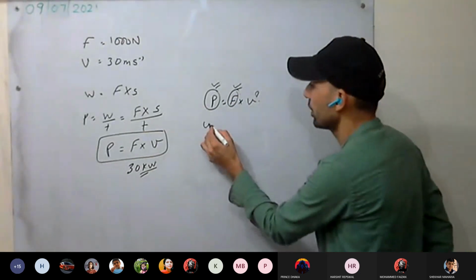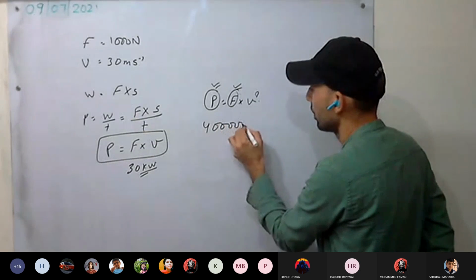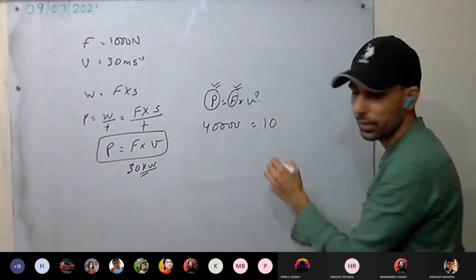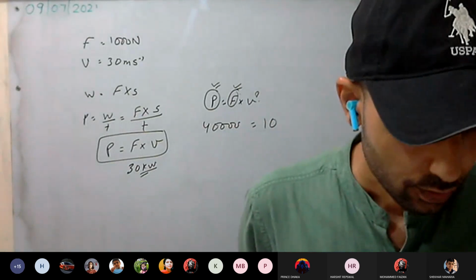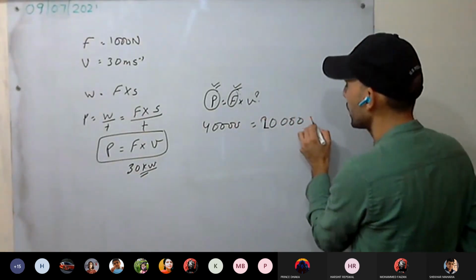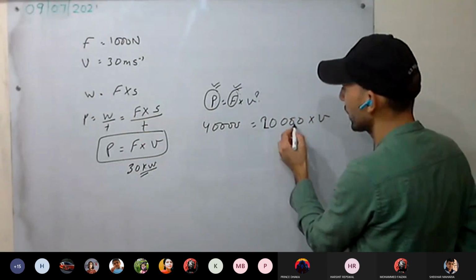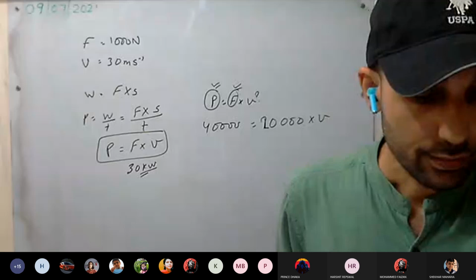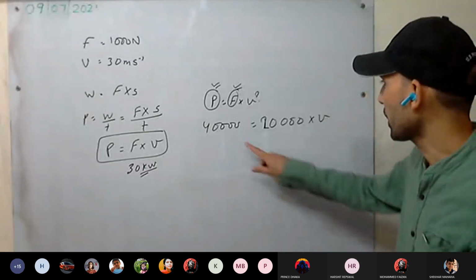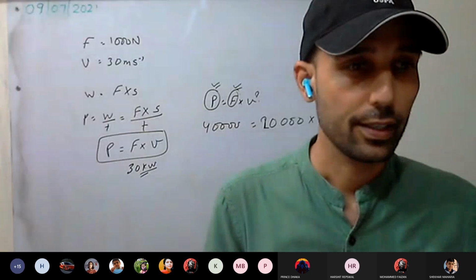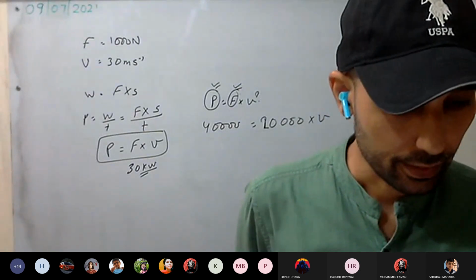Calculate, everyone. 40 kilowatt equals force, which is how much? 20,000 into V. Divide them, you get the answer. So the answer comes out to be 4 zeros, 4 by 2, 2 meter per second it will be. Is this clear? 2 meter per second.